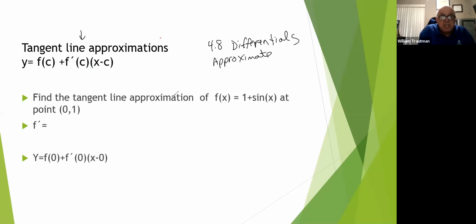First, find the tangent line approximation for this function at this point. The first thing we need is the derivative of this function. The derivative of 1 is 0, and the derivative of sine x is cosine x. So our derivative is just the cosine of x.